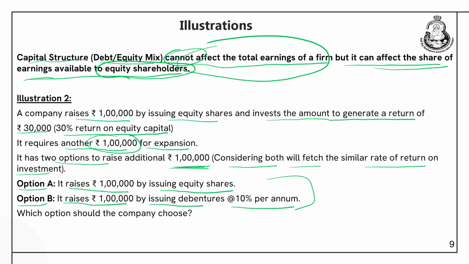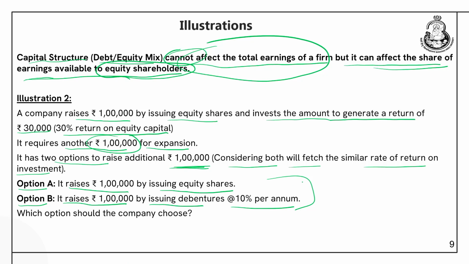Whether it raises 1 lakh through equity and invests somewhere, it gets 30%, and whether it raises 1 lakh through debentures and invests in the same project, it gets 30%. So, obviously, the source from which you are raising is not important, because you are putting it somewhere and generating a return. Whether it is raised through debentures or equity, that 1 lakh is going to generate a 30% return, that is 30,000, right. I think it is clear.